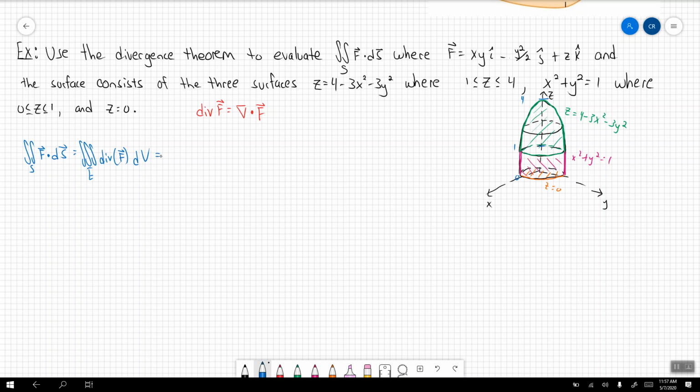So my divergence, as I'm working with this triple integral over E, the divergence of this vector field should be just 1.